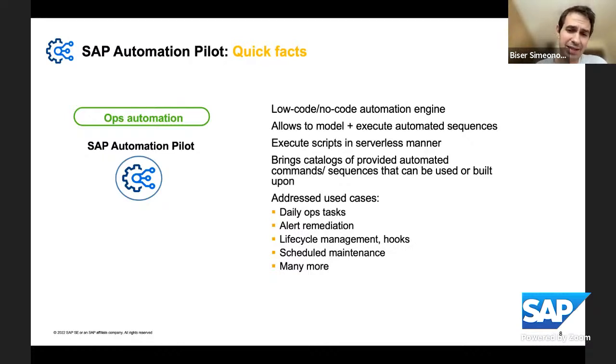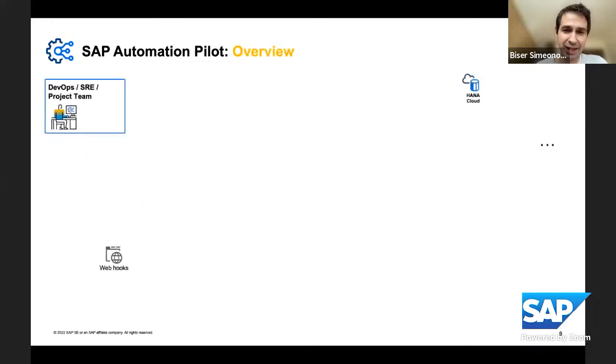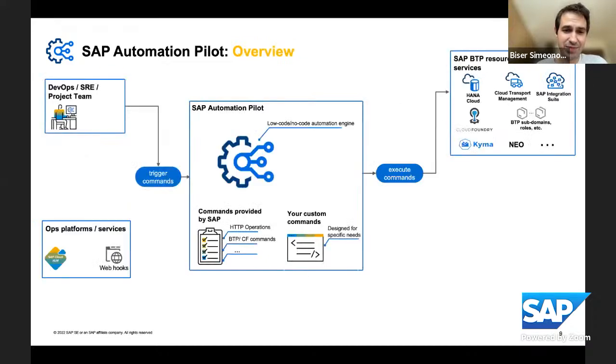At the end of the day, we want to address different use cases such as daily ops tasks, alert remediation, and lifecycle management hooks. On top of it, we can schedule different types of maintenance tasks, and many more. Here the scope is really unlimited because it is a really powerful application. Let's see how that works through a quick overview diagram, similar to the alert notification service.